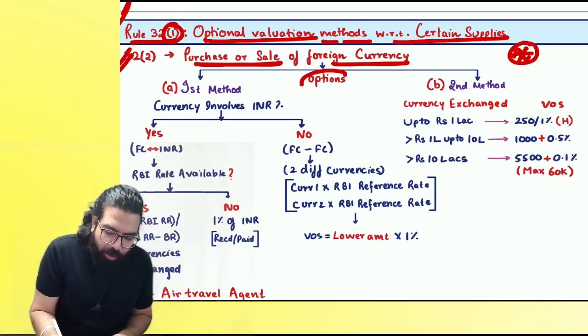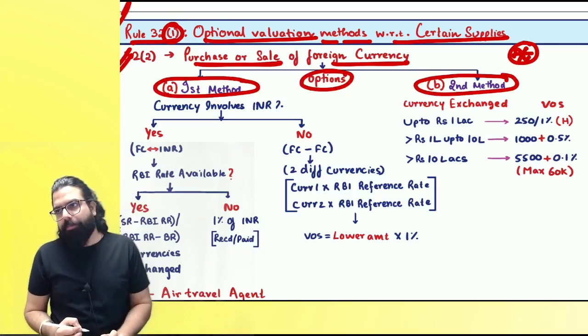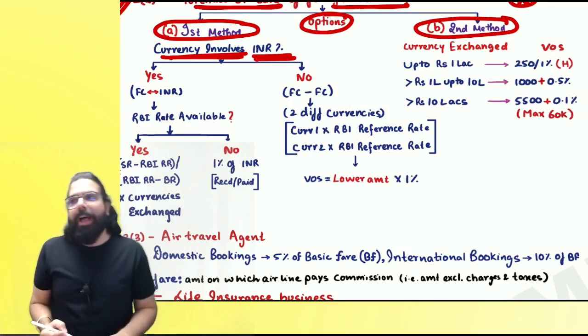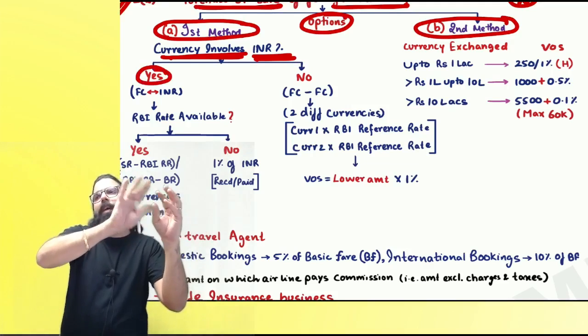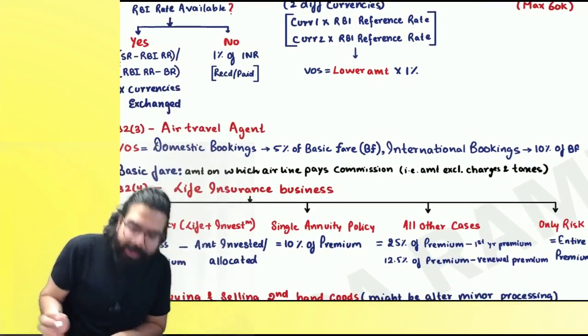So government went ahead and told you have two options. One is the first method, one is the second method. What is the first method, everyone? Currency involved. Is it INR? You will have to see. If the currency involved is INR, means foreign currency to INR is happening, or INR to foreign currency is happening. Government says, is the RBI rate available?